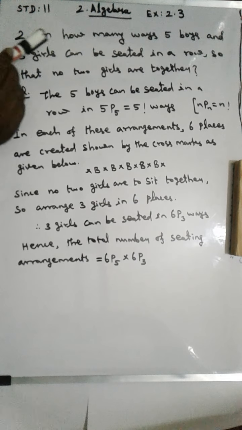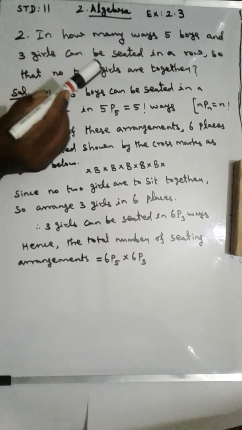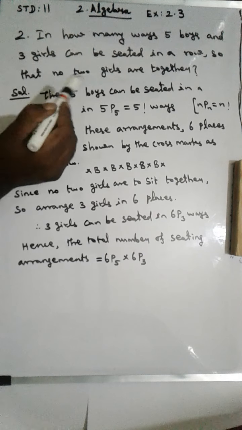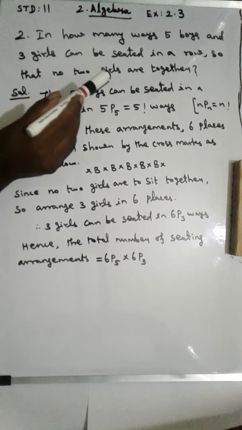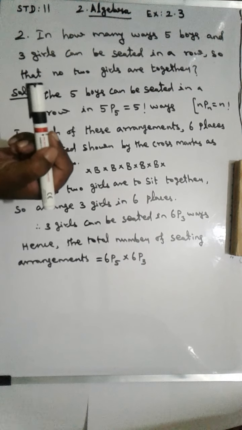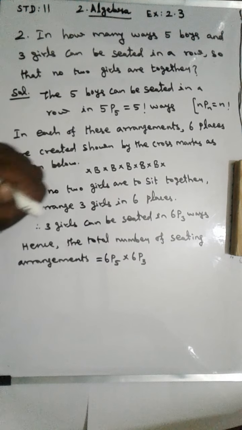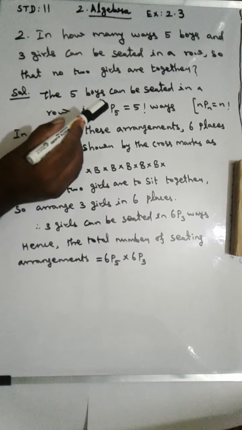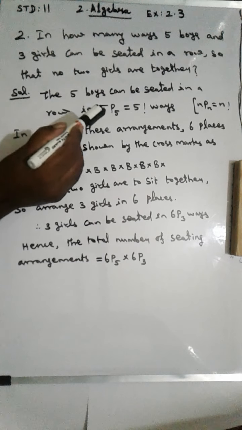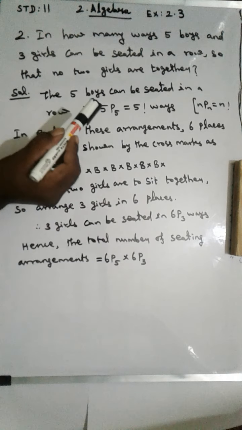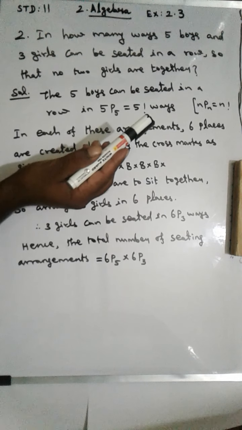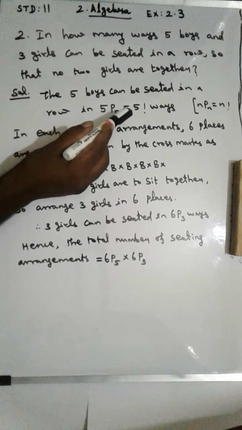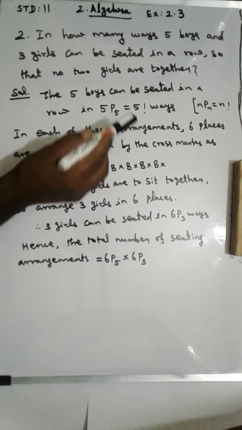Second sum. In how many ways can 5 boys and 3 girls be seated in a row so that no 2 girls are together? Solution: the 5 boys can be seated in a row in 5P5 ways. We know that nPn is equal to n factorial is the formula. So 5P5 equals 5 factorial.